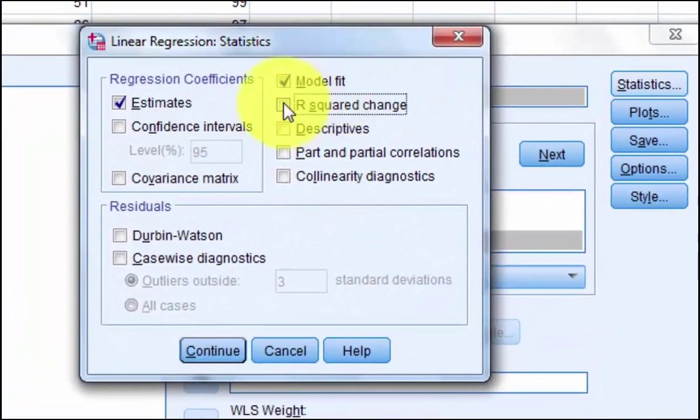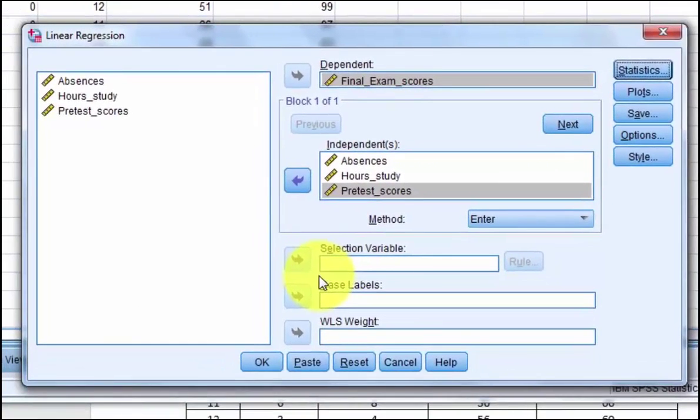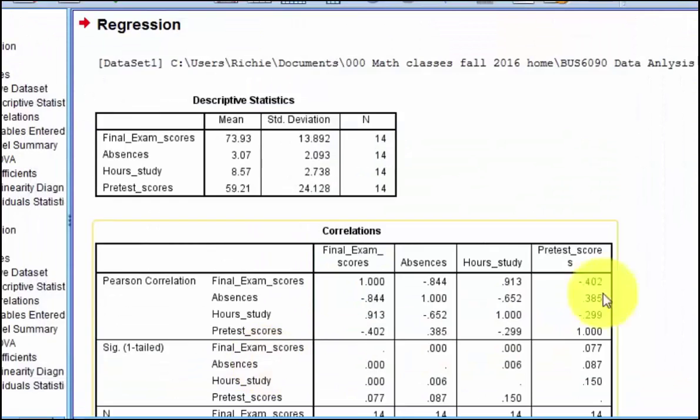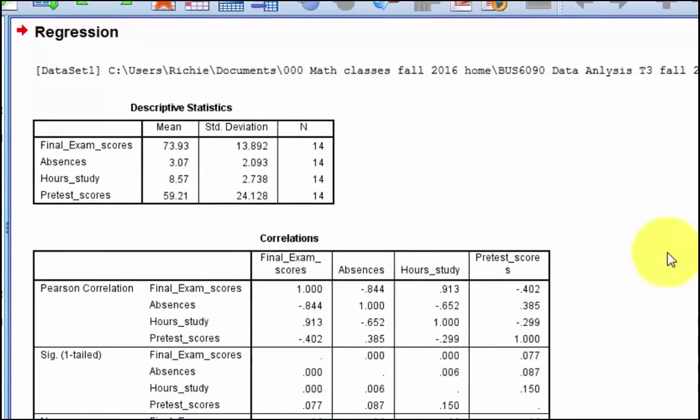Click statistics. We want our R squared, descriptives, part and partial, collinearity, and Durbin-Watson. If you guys are curious about what those mean, just let me know and I'll tell you. But here's the output. So much faster.